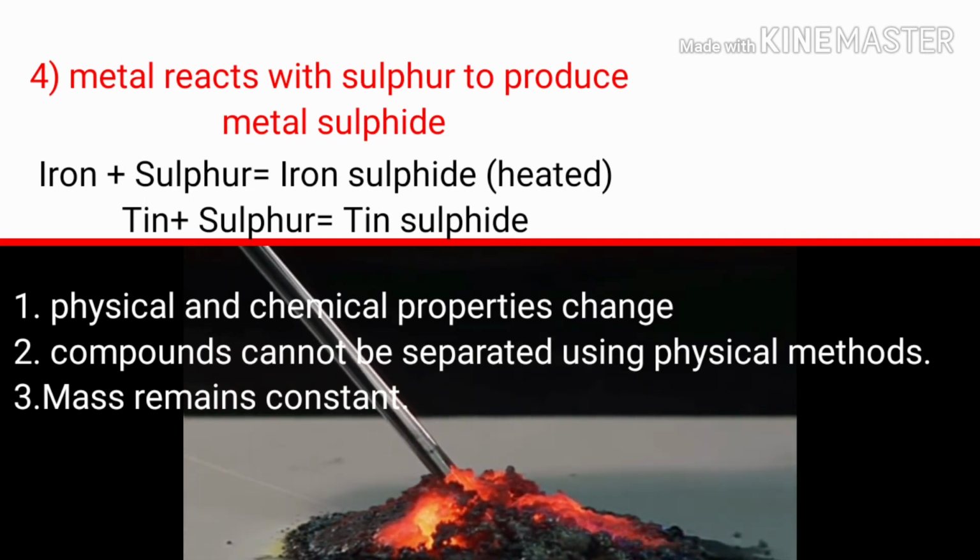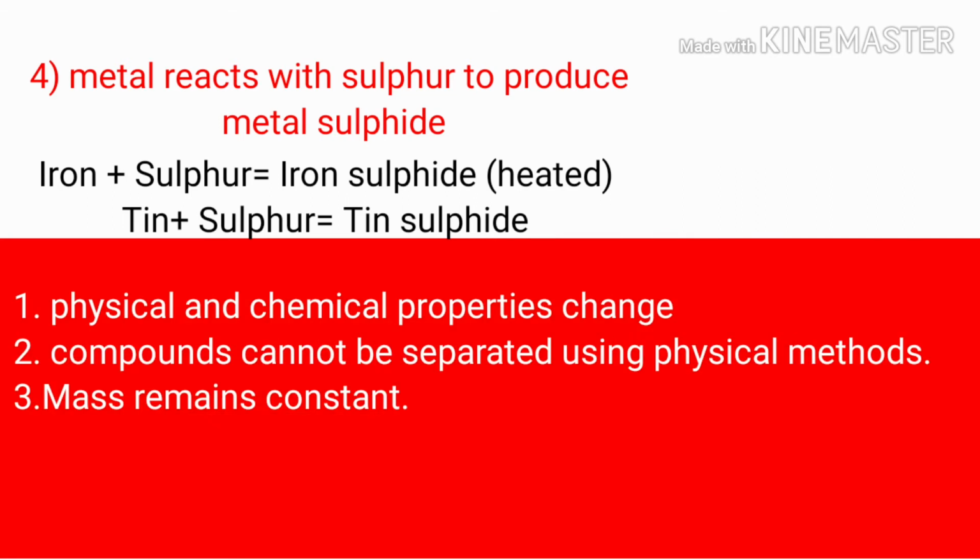所以在这 experiment 你可以看，当 compound 形成的时候，或者是 chemical change，the physical property and chemical property of the substance will change. Compounds cannot be separated using the physical method, but the mass remains constant.